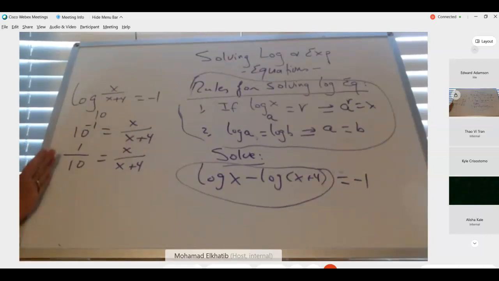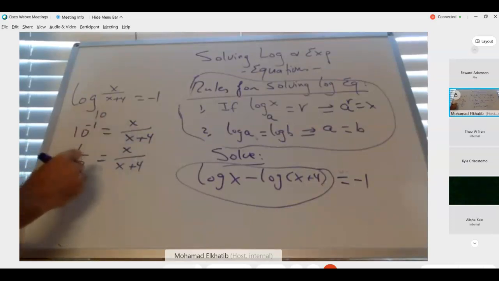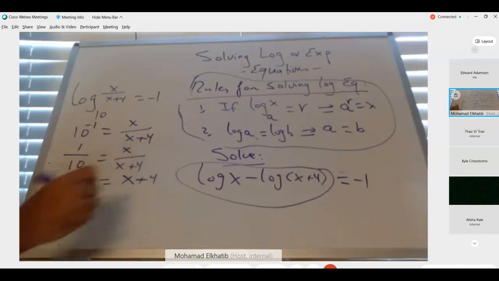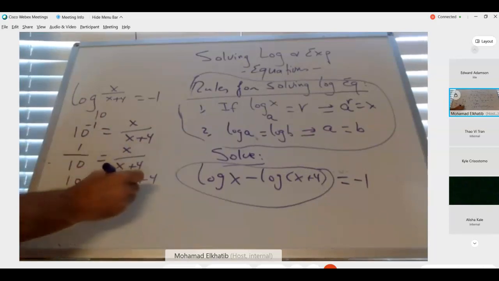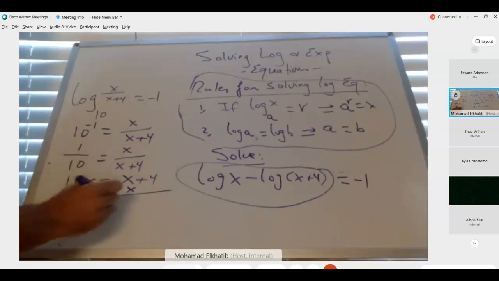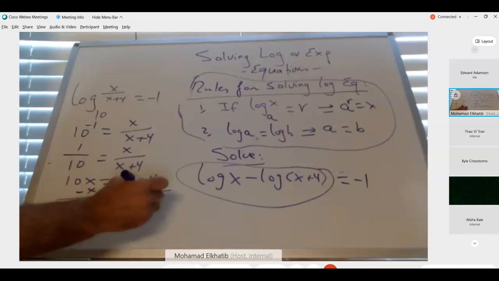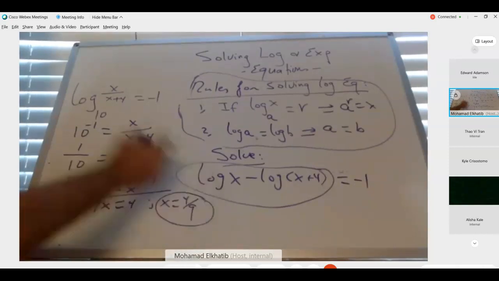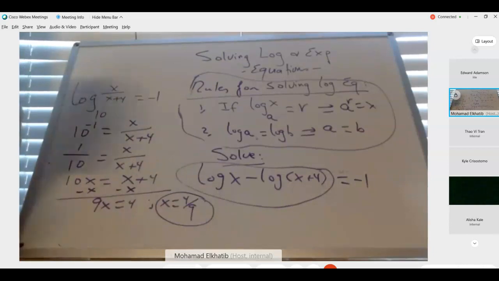Now what happens when I have a fraction equals a fraction? I cross multiply. 10 times x is 10x. 1 times x plus 4 is x plus 4. You're almost done. Goodbye, x. 10x minus 1x is 9x equals 4. Divide by 9, and my answer is 4/9. Okay? You can copy it and let me know if any question.